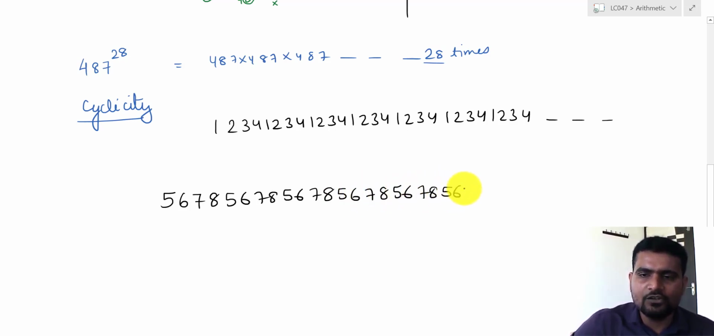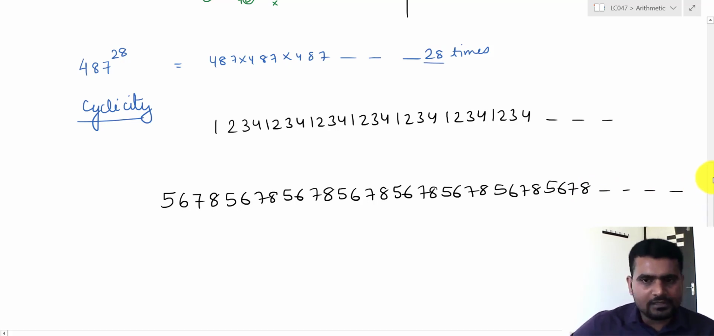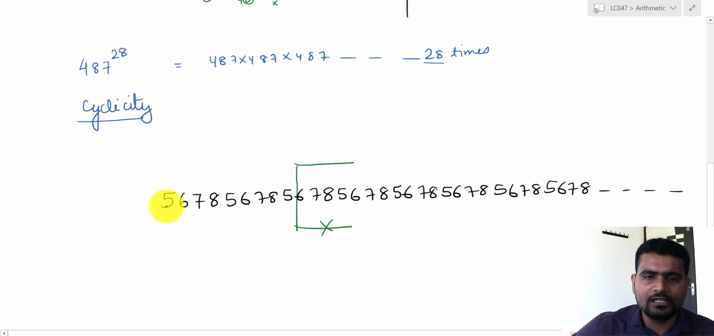This series will continue, maybe 500 times or something like this. Just remember, I'm not considering this series now. Now, if I say that this series is only till here, forget the rest, and I ask you what is the third term, you can simply say 7 is the third term.